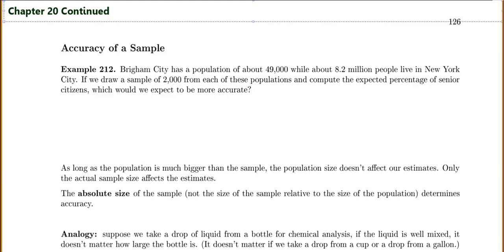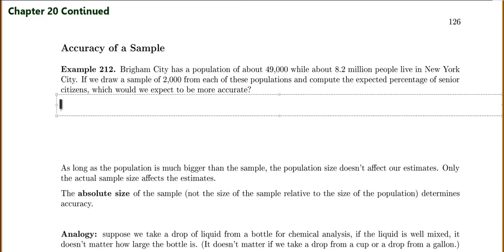So for example, Brigham City has a population of about 49,000, while about 8.2 million people live in New York City. Okay, so Brigham City is small, New York City is huge. If we were to draw a sample of 2,000 from each of these populations and compute the expected percentage of senior citizens, which would we expect to be more accurate? So 2,000 people from the small town of Brigham City, or 2,000 people from the big town of New York City. Which one would you expect to be more accurate?